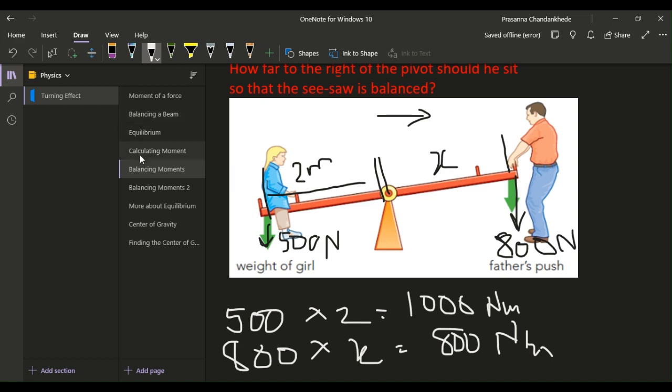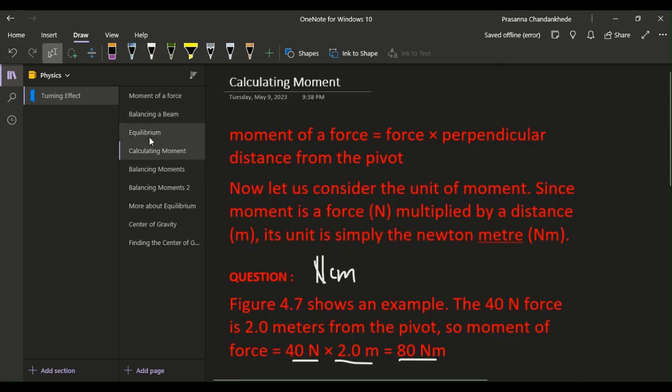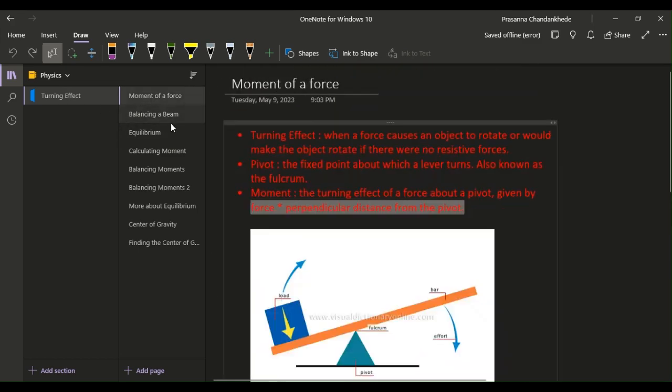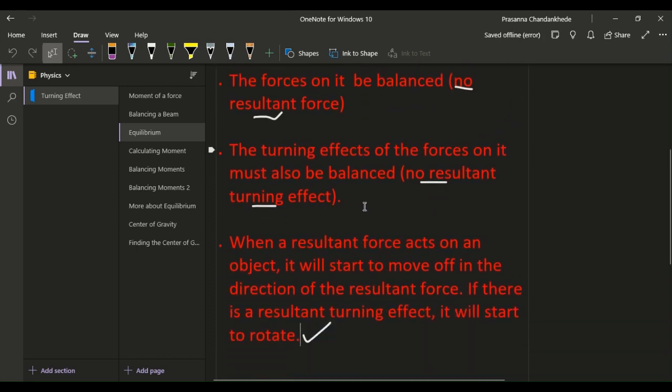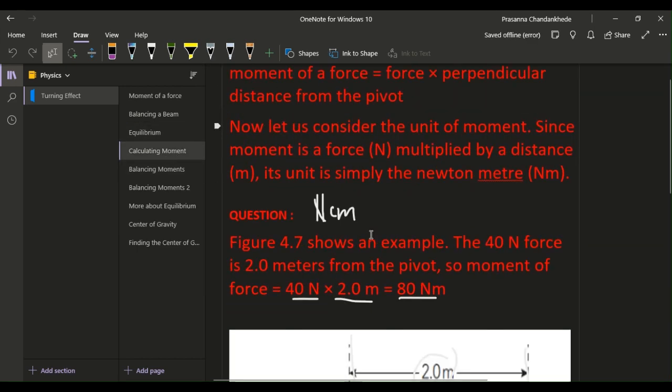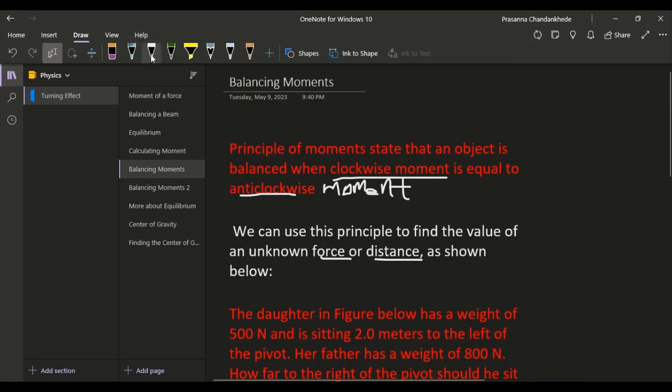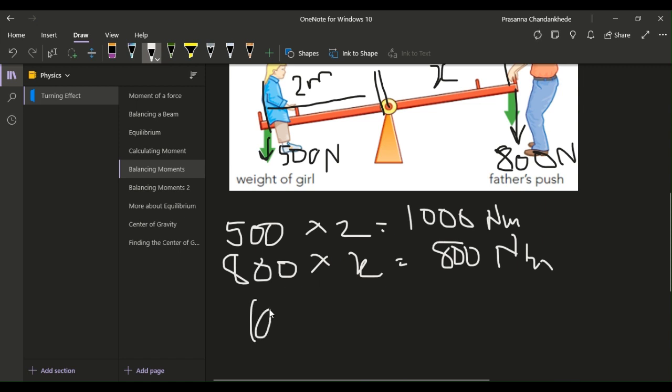You see, anti-clockwise moment is equal to clockwise moment, which means that 1000 Nm equals 800 x Nm. By the way, put the x over here.